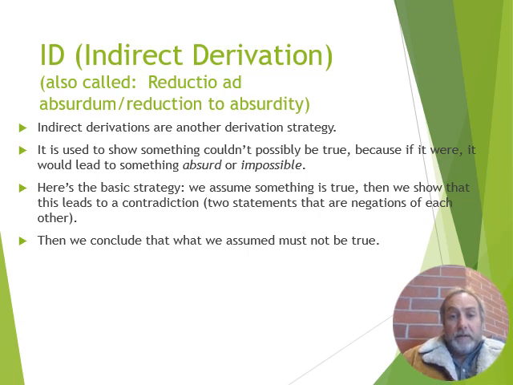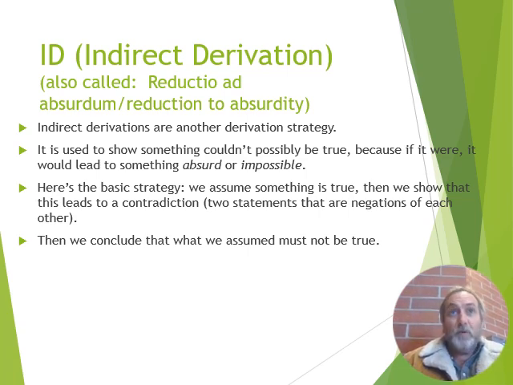So indirect derivation is what we're calling it. Some people call these reductio ad absurdum. That's the Latin, which means basically a reduction to an absurdity. In our language, an absurdity means a contradiction. So if something's absurd, it means it's crazy. It can't be true. And in our logic world, contradictions can't be true. P and not P can't be true both at the same time.